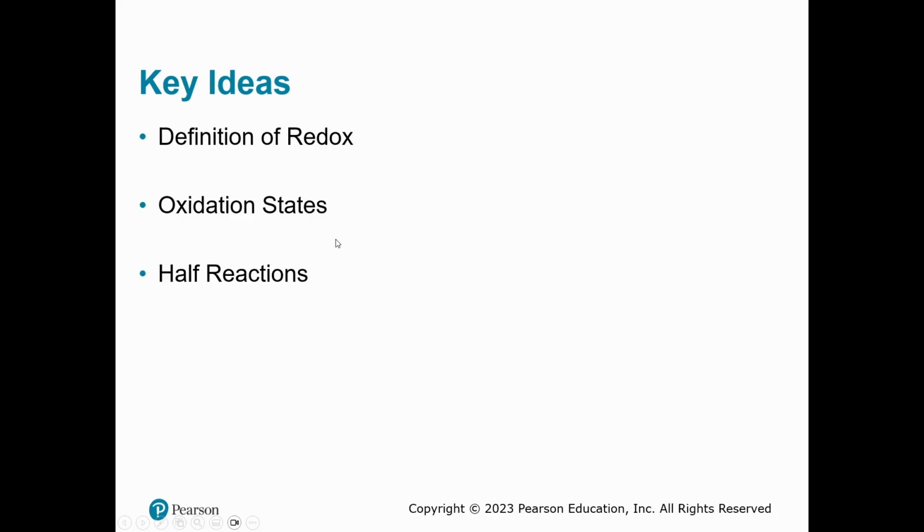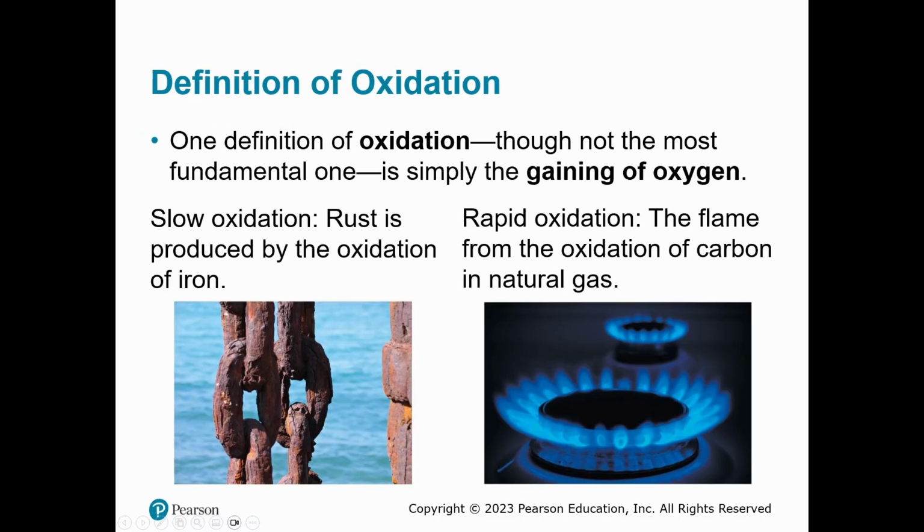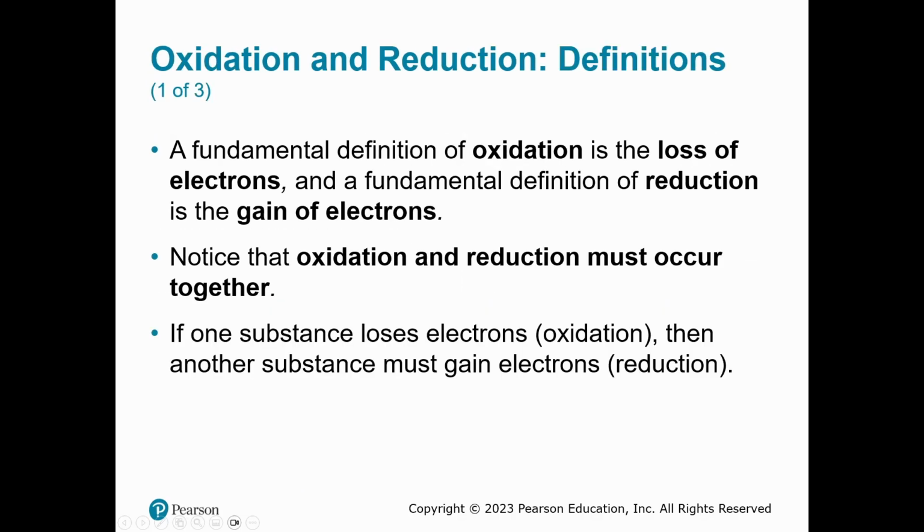Half reactions are kind of like net reactions or ionic reactions, but it's more of a formalism for these redox reactions where we break down the reduction half and the oxidation half. If they add up, you should get the entire redox reaction. Now, it's commonly thought that oxidation is just the gaining of oxygen, and while that does work in a lot of cases, if we don't have oxygen, that doesn't really work as a formalism. So it's better to think of oxidation as a loss of electrons and reduction as a gain of electrons.